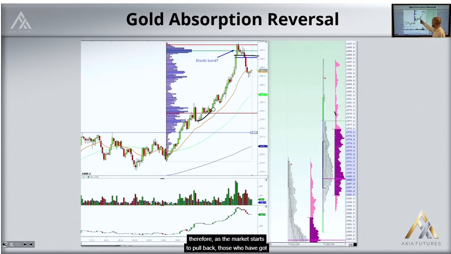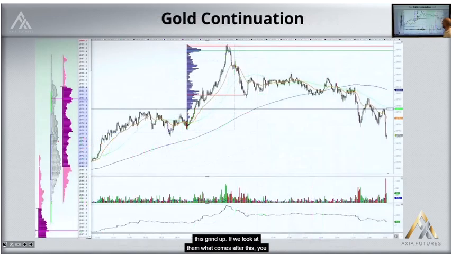And so therefore, as the market starts to pull back, those who have got in on this move and thought, well, we just let it drift on, are then going to start getting out. And that creates this reversal, which you can then look to sweep the entirety of this grind up. If we look at then what comes after this, you get the complete reversal. You get the grind up, and this essentially becomes basically a bump and run pattern. You get the bump, run, back down, and then reversal, or continued reversal.